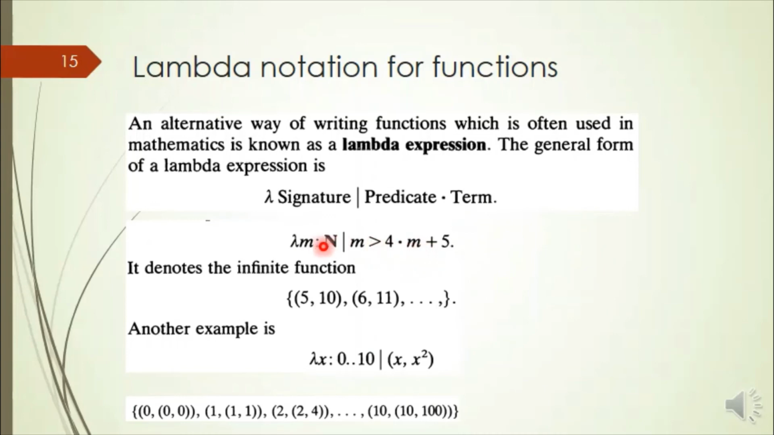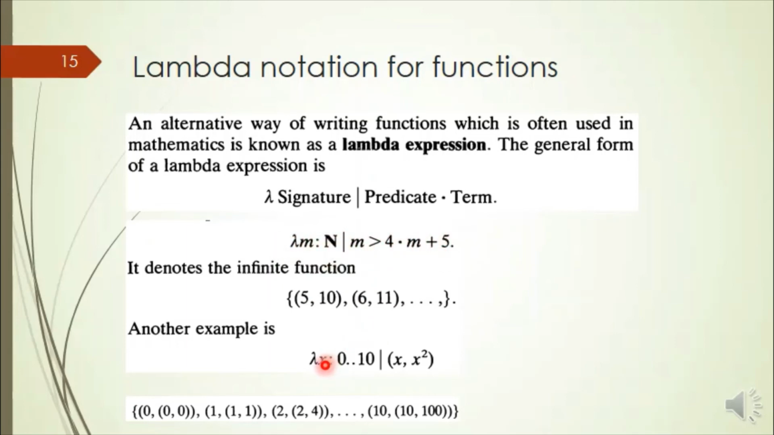For example, you can see a lambda representation of a function where variable m is declared on the domain set of natural numbers, and this is a constraint on domain elements: you must consider input elements which are greater than 4. And for whatever input value is greater than 4, you must add 5 to it to generate output. For example, if you take 5 as input value, your output would be 5 plus 5, 10. And if your input value is 6, then you will add 5 and your output would be 11, and so on. So this function can be represented by lambda notation in that way.